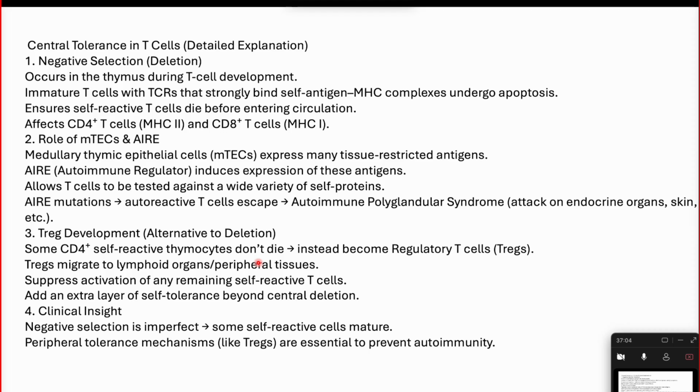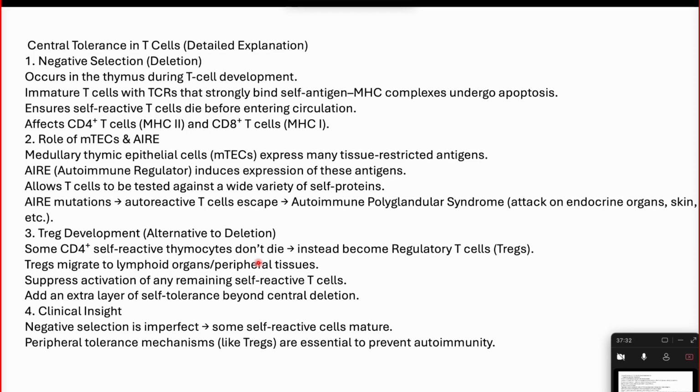If we talk about Treg development, or T regulatory cells, some CD4 positive self reactive thymocytes don't die, instead they become regulatory T cells. T regulatory cells migrate to lymphoid organs or peripheral tissue and suppress activation of any remaining self reactive T cells. Let me complete this first: they add an extra layer of self tolerance beyond central deletion.